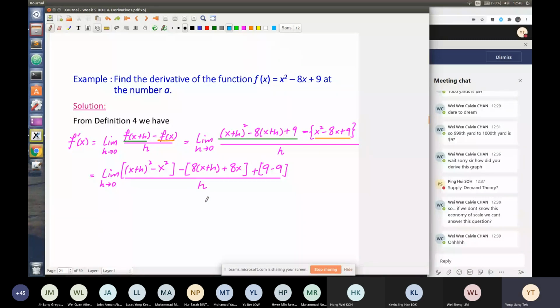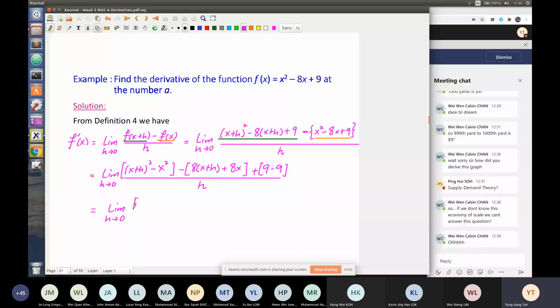Obviously, this first term is going to give us 2x. The second term is going to give us 8. Then the last term is going to give us 0. So therefore it is just 2x minus 8. Let me just write one more step for clarity here.